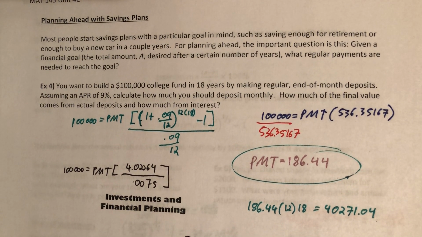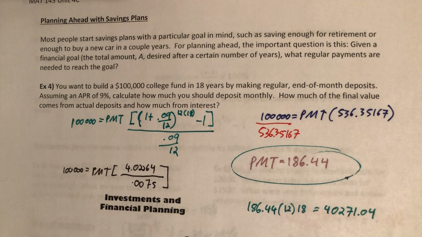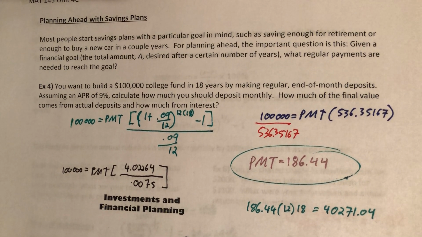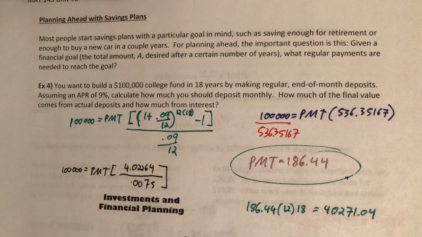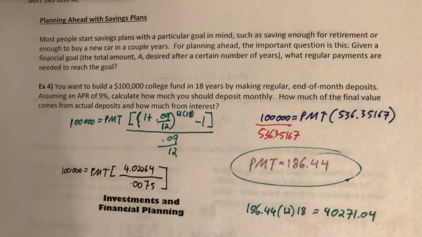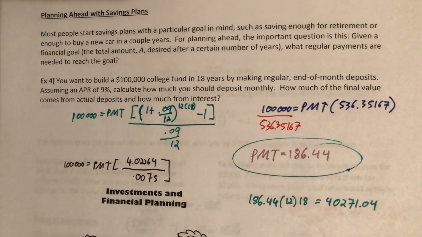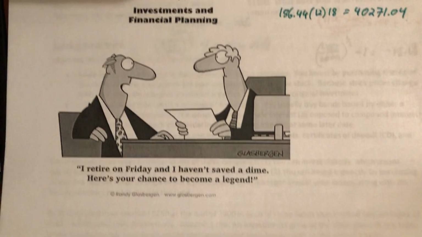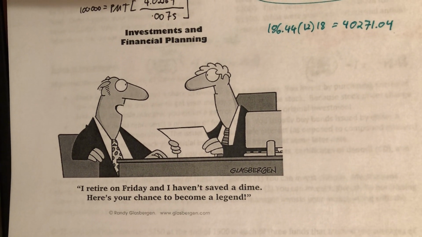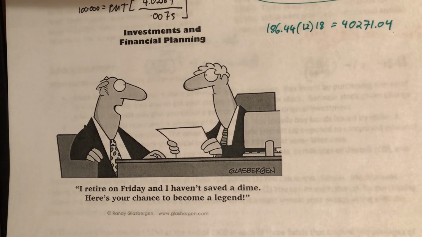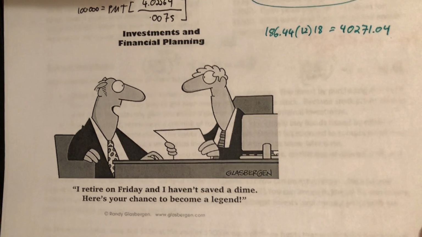Okay, just kind of a side note, $186.44 times 12 times 18 for months and years, you would have put in $40,271.04. So planning is a big one. Do not be this guy. Retiring on Friday, hasn't saved a dime. He is going to be working after he retires.